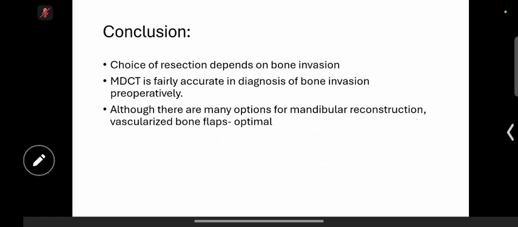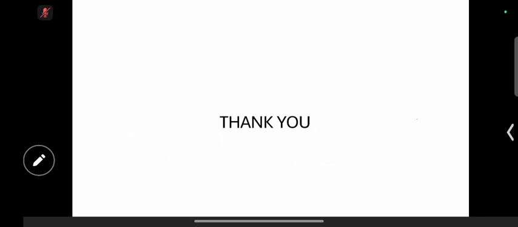The conclusion I would like to make from this presentation is that the choice of resection depends on bone invasion. Multi-detector CT scan is fairly accurate in diagnosing bone invasion preoperatively. Although there are many options for mandibular reconstruction, vascularized bone flaps are the optimal ones. Thank you.